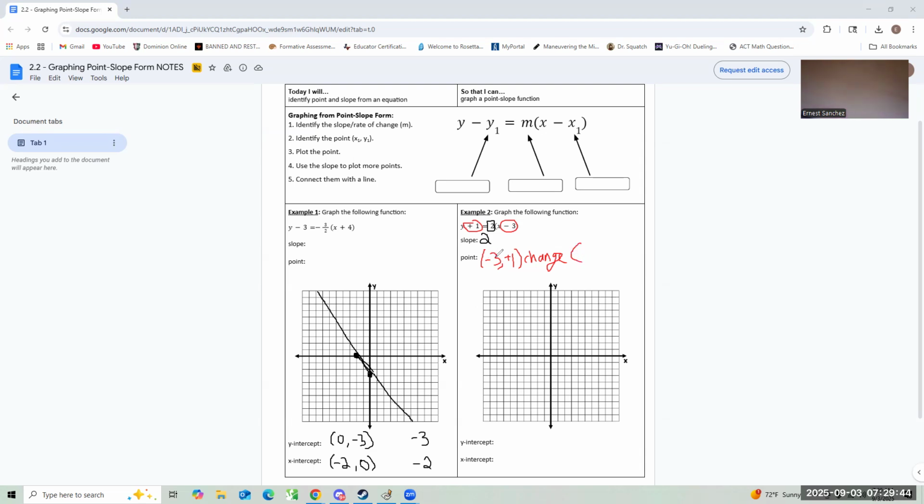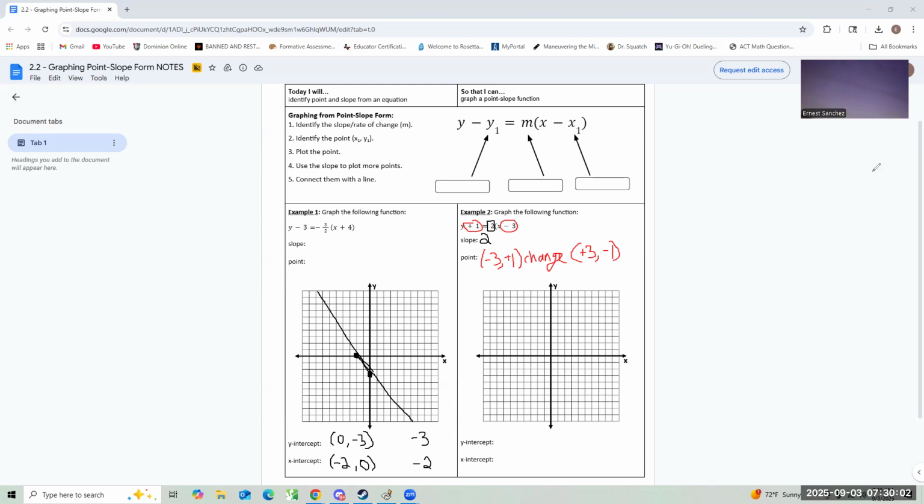So this should be, instead of -3, just change it to the opposite symbol, +3. And instead of +1, change this to -1. They both have to change. If they're both positives, make them both negatives. If they're both negatives, make them both positives. Okay, so we have my point, I have my slope.